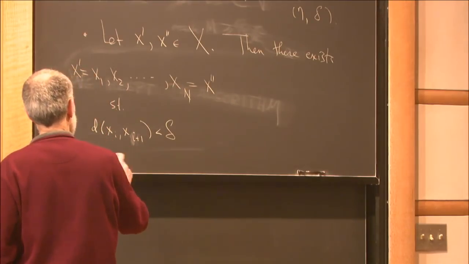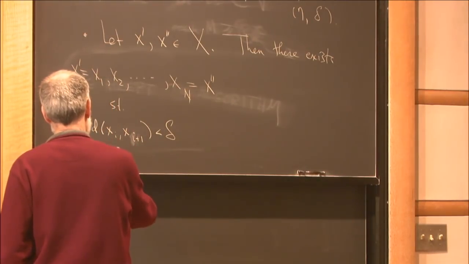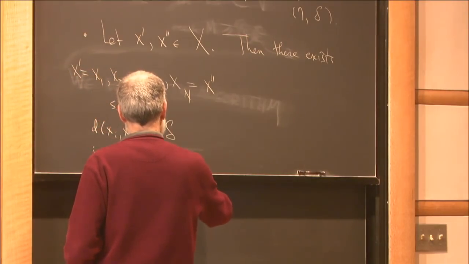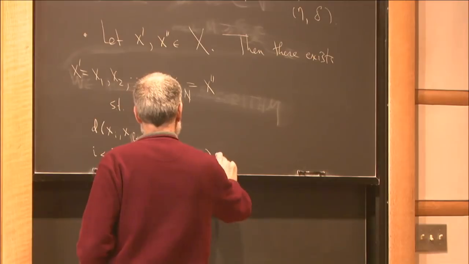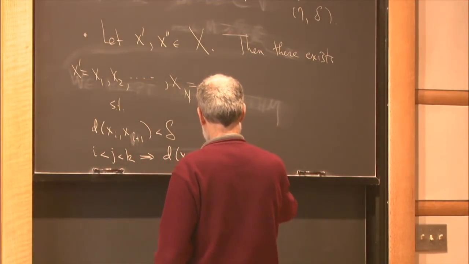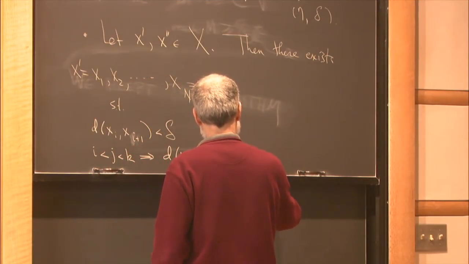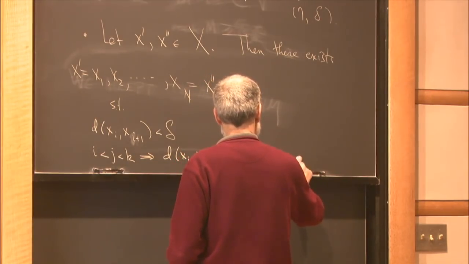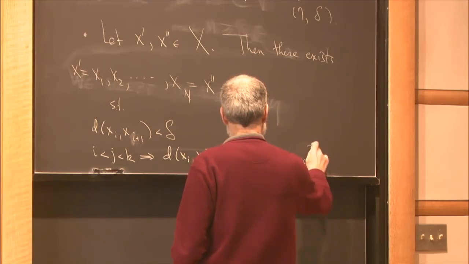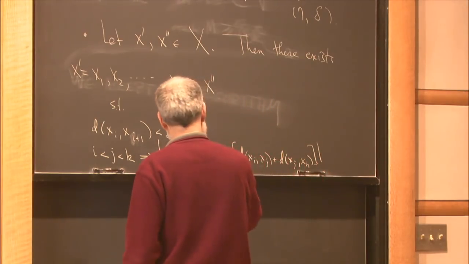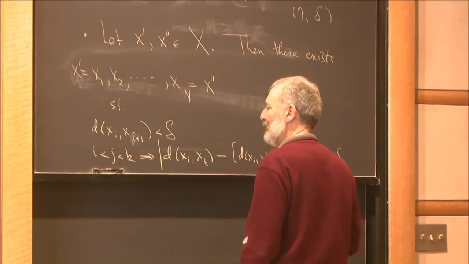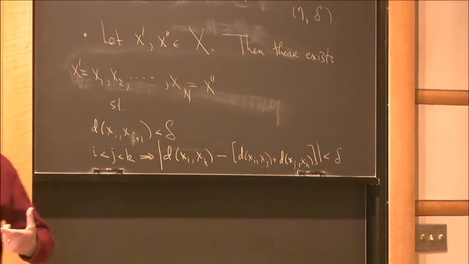And the second thing is that if i is less than j is less than k, then the distance between xi and xk is obviously less than the distance between xi and xj added to the distance from xj to xk. Thank you, that's the triangle inequality. But the absolute value of this difference should be less than delta for all i, j, k.